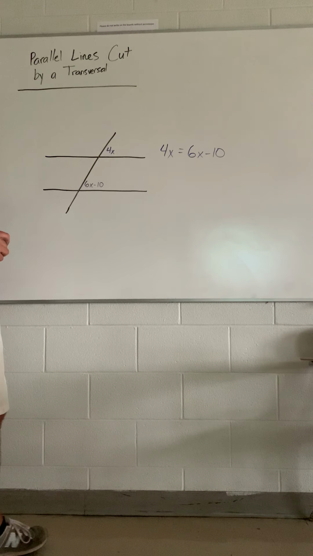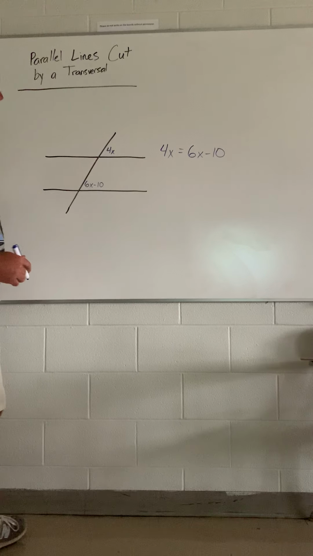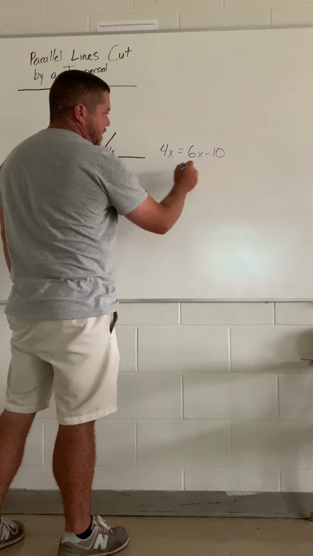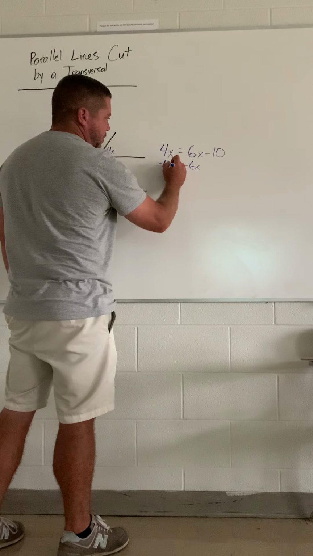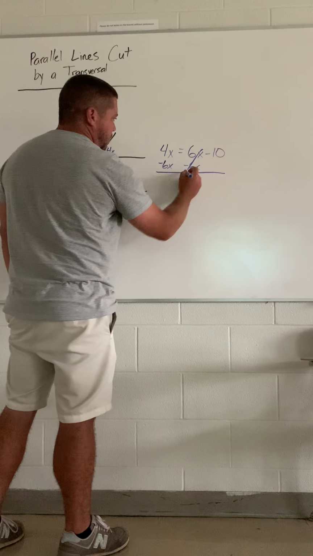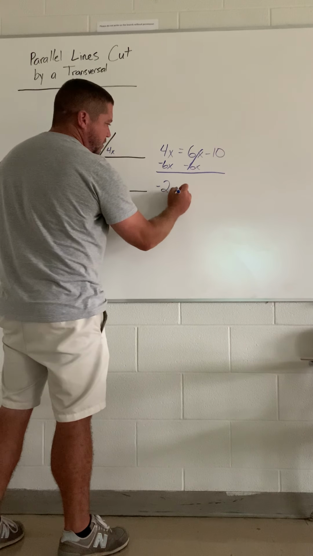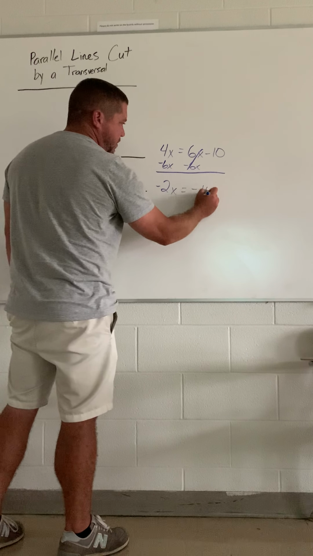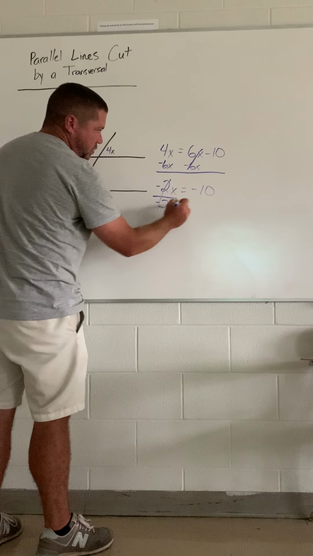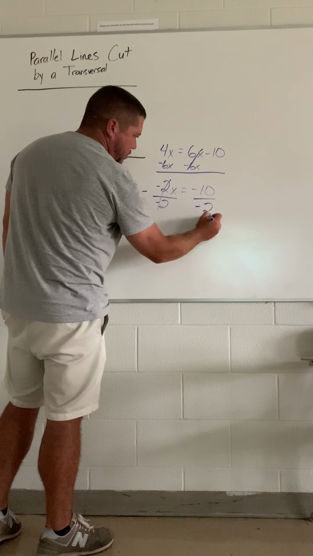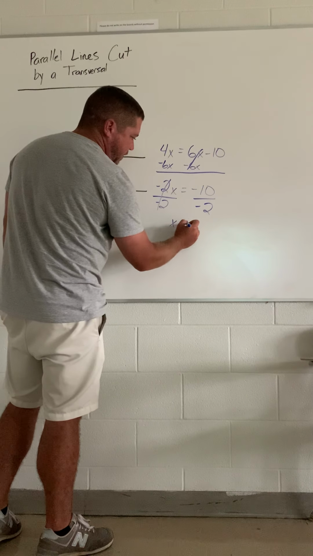So to find the value of x, we just need to solve for x. Subtract 6x from both sides. Let me write that all the way out. We get negative 2x equals negative 10, divided by negative 2, divided by negative 2, and we get x is equal to 5.